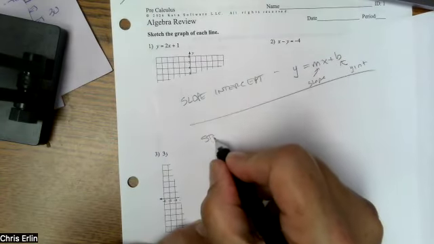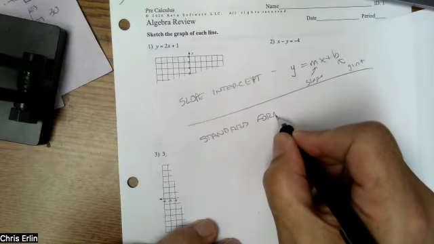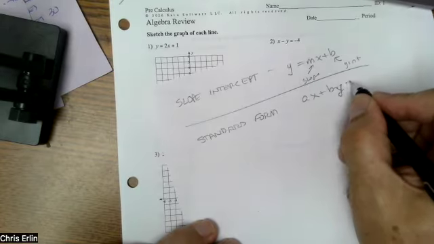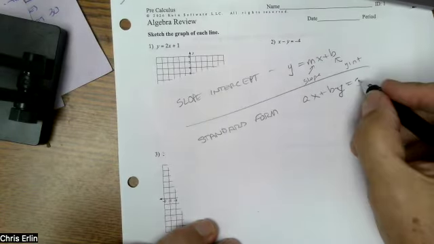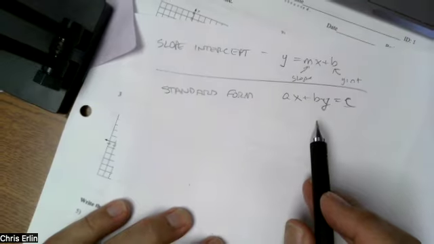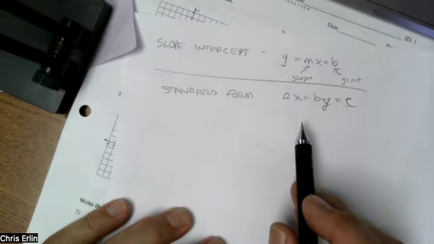The second form is called standard, which is of the structure ax plus by is equal to c. In this structure, you cannot see the slope. You cannot see the y-intercept. So this probably is the least valuable one for graphing.